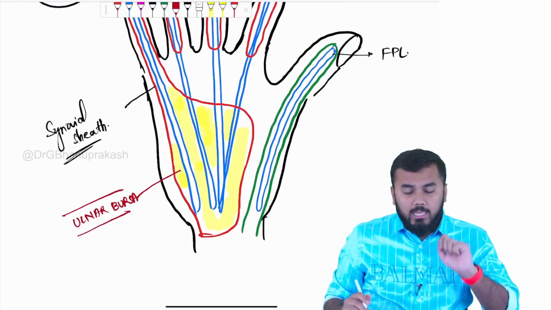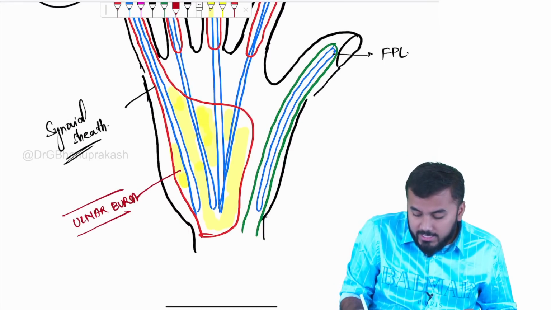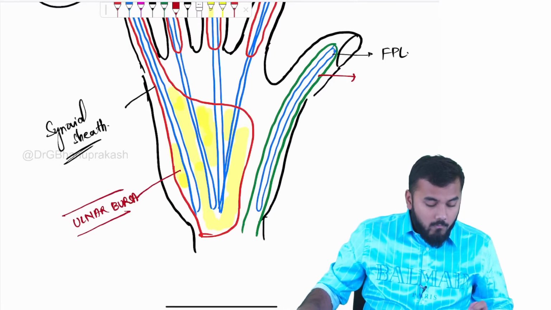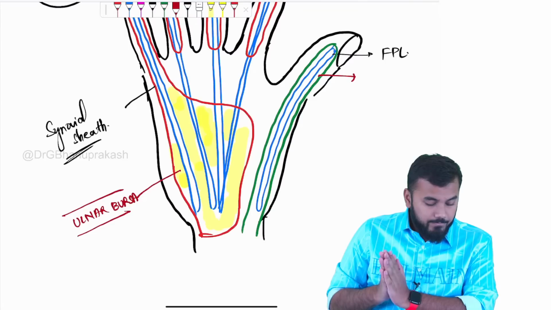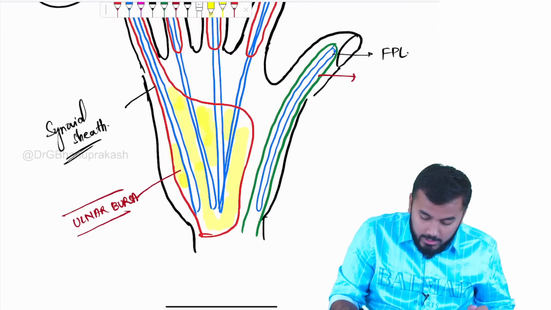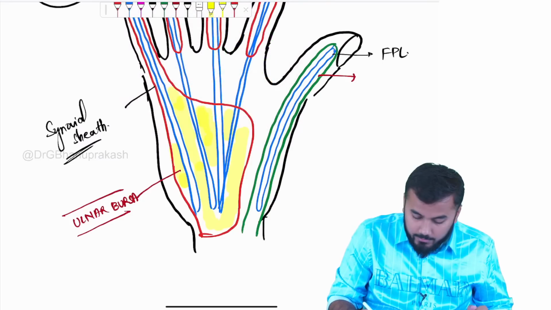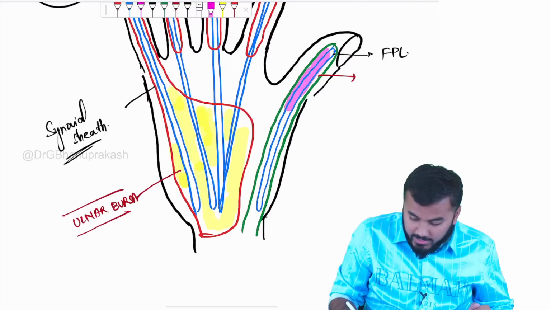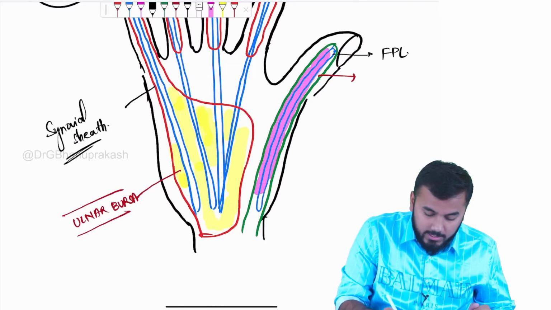Then you will tell me the bursa which is present here near this flexor pollicis longus. What kind of bursa is this? Can anyone answer what kind of bursa is this? Let me change the color. You know, this pink color thing. What kind of bursa is this? Anyone?